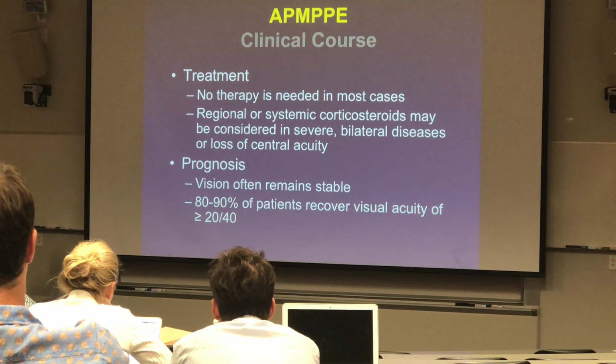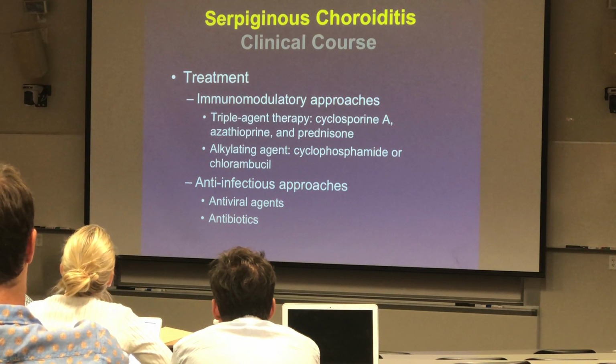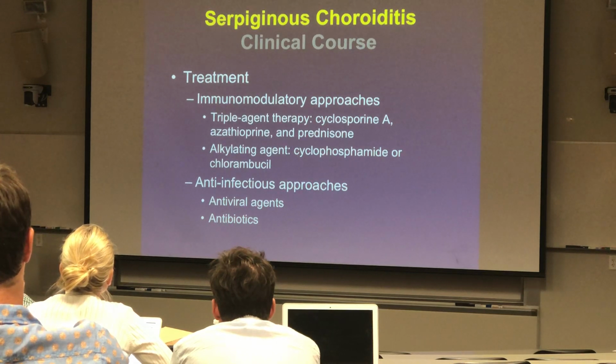The vision often remains stable, and the majority of patients will recover vision of 20/40 or better. Serpiginous, on the other hand, is the complete opposite. For serpiginous, you must treat the patient, and the treatment is actually quite aggressive. If you don't use an alkylating agent like chlorambucil or cyclophosphamide, then you use a combination of cyclosporine, azathioprine, and prednisone. If you choose an alkylating agent, then you're down to two, usually cyclophosphamide plus prednisone.